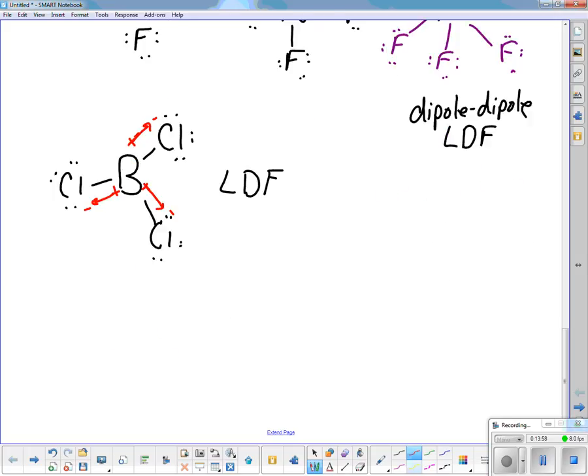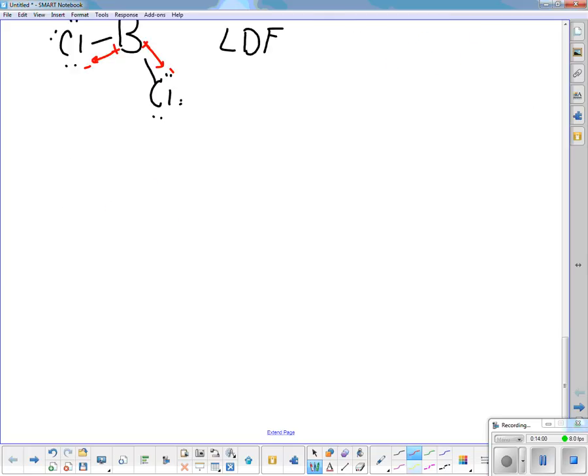Okay, let's do another one. What if we replaced the central atom with nitrogen with hydrogens instead of doing the chlorine or fluorine that we did up above? Okay, it will be dipole-dipole because we know that from up above, right? Because of our unshared pair of electrons pulling it out.